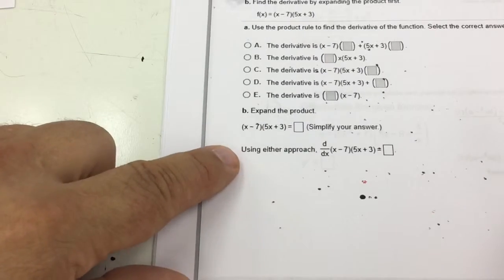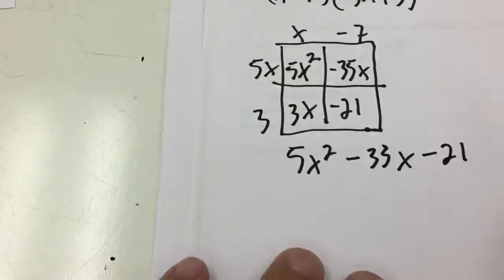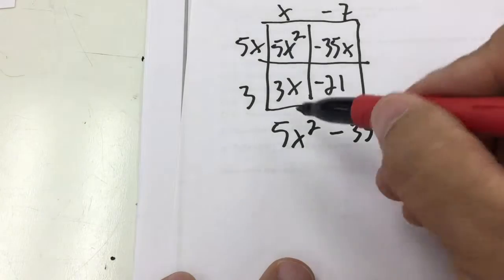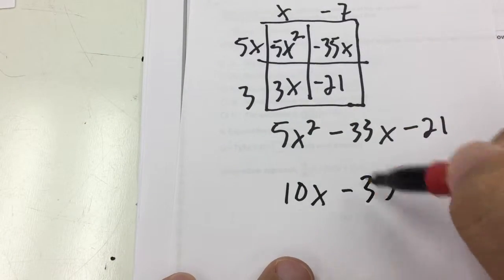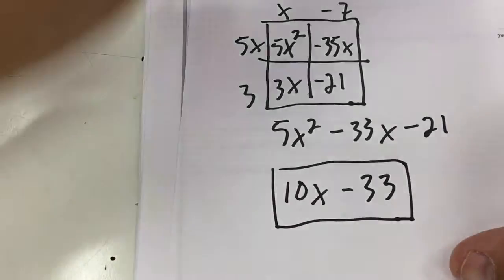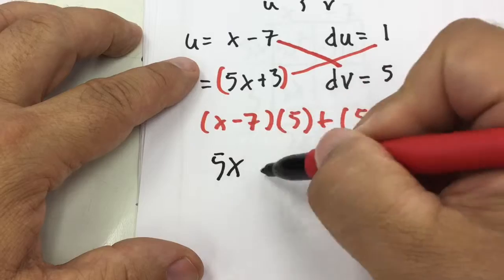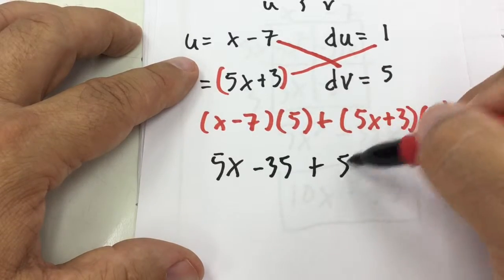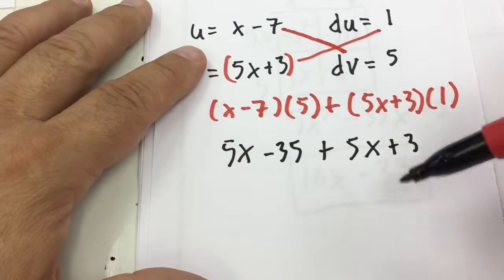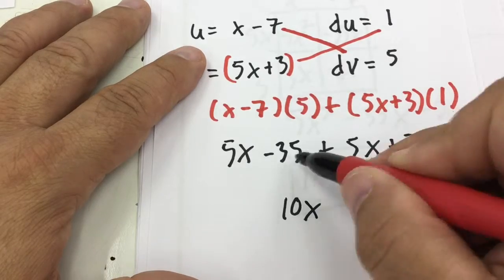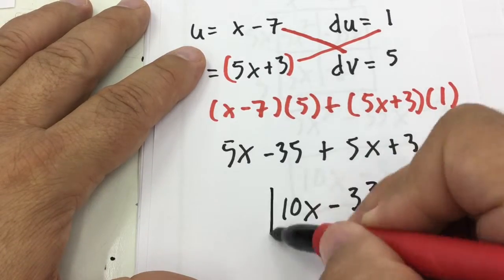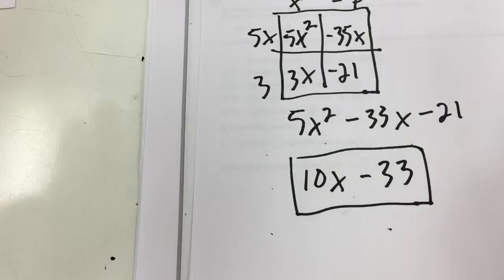The third part would say, find the derivative of that. Once I have that, I can find the derivative, and it's actually pretty easy. It would just be 10x minus 33. Now I could have arrived at 10x minus 33 with the product rule, but only if I simplified it. So notice that would be 5x minus 35 plus 5x plus 3. When I combine like terms, 5x plus 5x would be 10x, and 3 minus 35 would be minus 33. So the derivative simplified is the same as the derivative after I FOIL it.